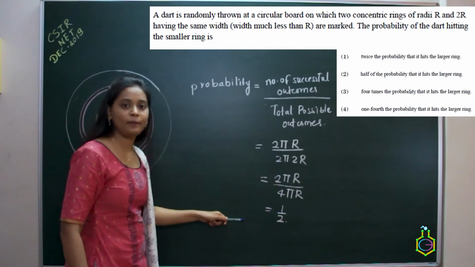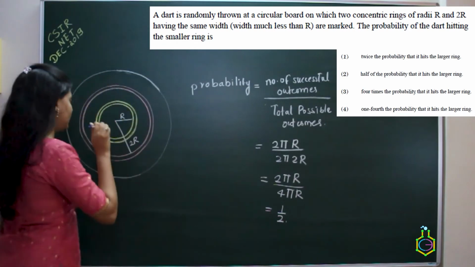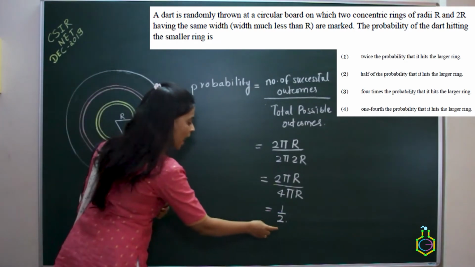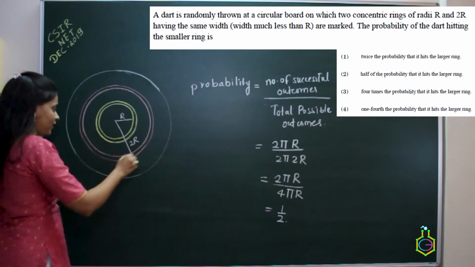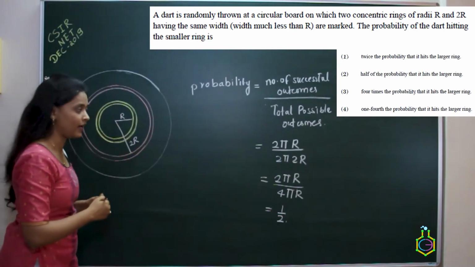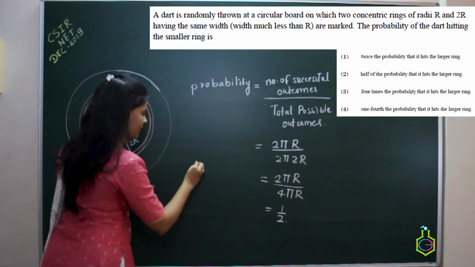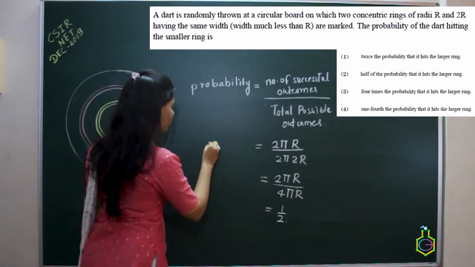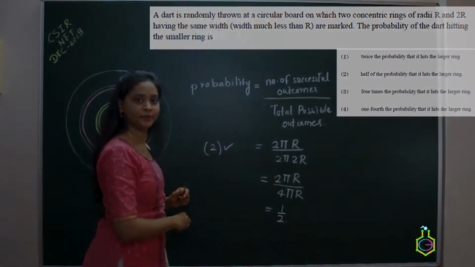So the probability of a dart hitting the smaller ring is half of the larger ring. So our answer is option number 2, our correct answer.